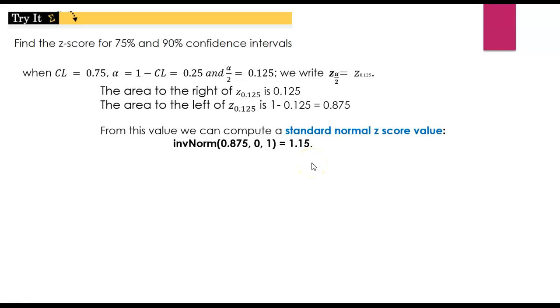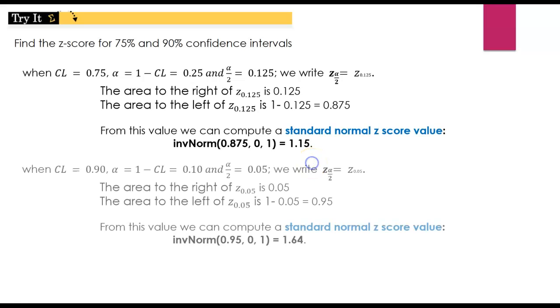Now, we won't use a 75% confidence interval very often, but the 90% one will be common. So again, this z-score is one that you'll want to use, and you can follow through the procedure there as we did with this one.